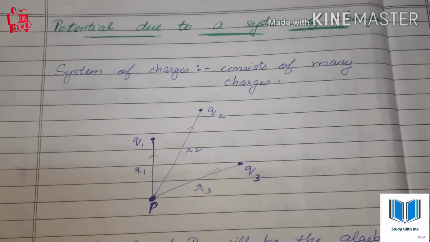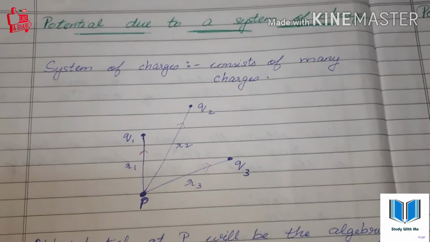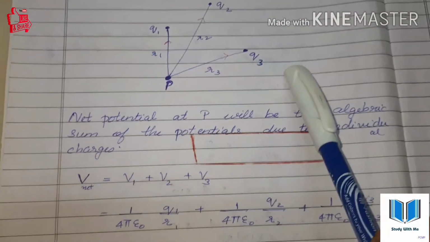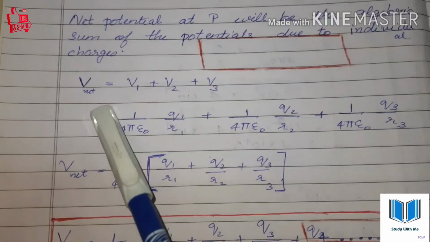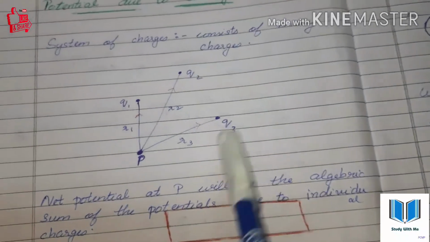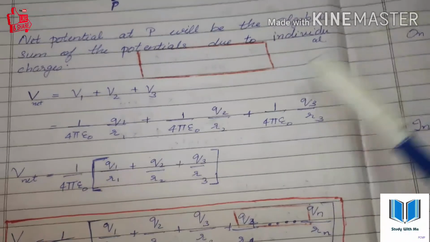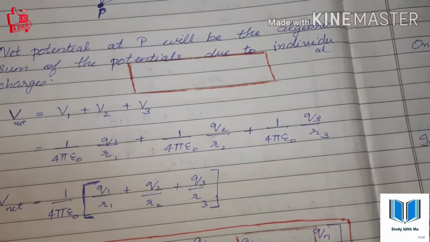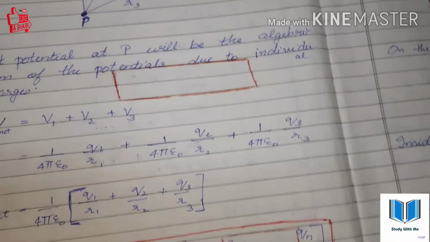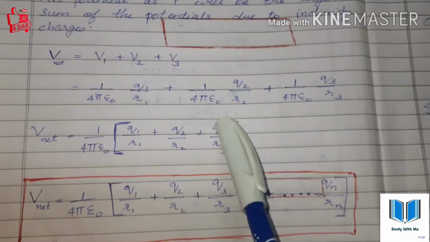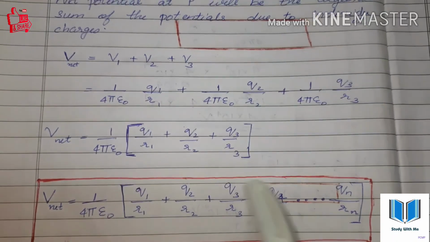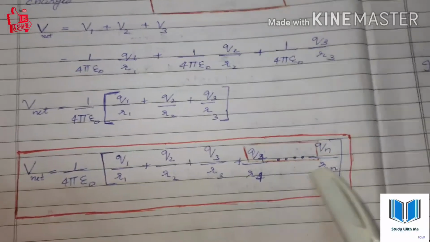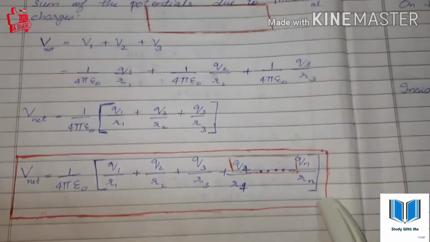Now I am going through the derivation in a fast way. Here we have many charges. This is the diagram setup. For finding the net potential, we have to add the potentials exerted by the individual charges. So we get this equation: the potential is 1 by 4 pi epsilon naught into Q by R. Here 1 by 4 pi epsilon naught is common, so we can take it out and write the equation this way. If we have n number of charges, many charges, the equation goes like this, where n is the number of charges.